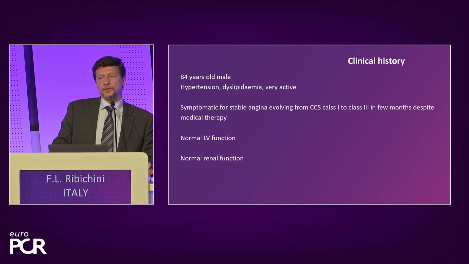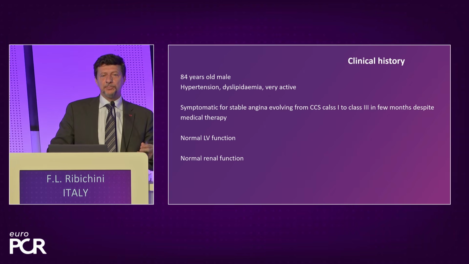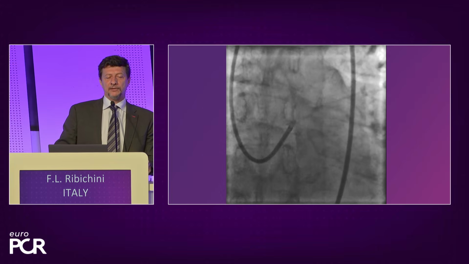So I would show you 2 cases of bifurcation in which the intravascular imaging with IVUS has helped me to take the decisions. This is an old man, symptomatic for stable angina, and with normal LV function and normal renal function.